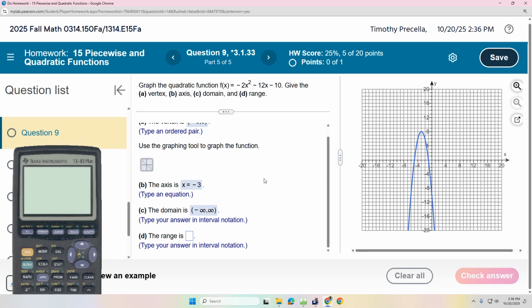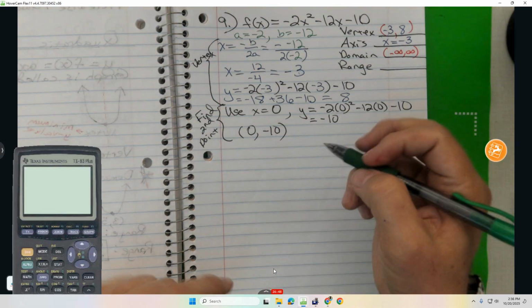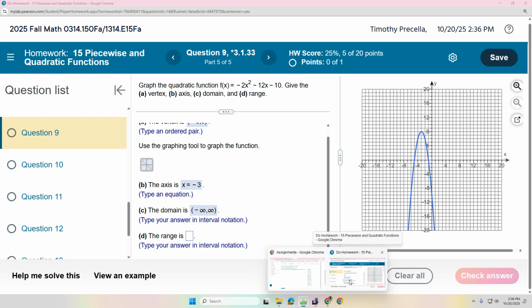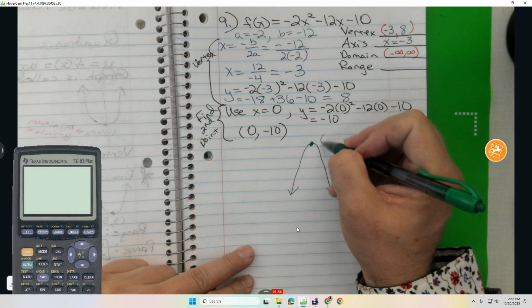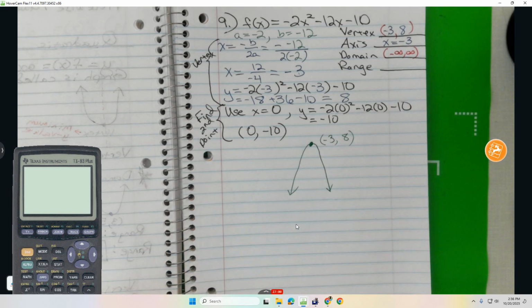Now, it's going to take some thought. Let's see. Wait a minute. I'm drawing the little graph. Here's the graph that we just drew. I'm just drawing a little freehand sketch, and the vertex is at negative 3, 8.